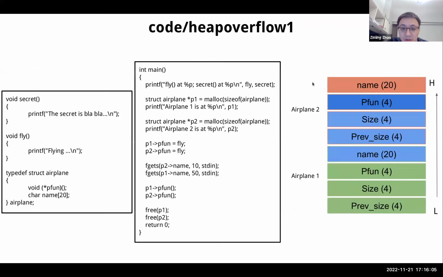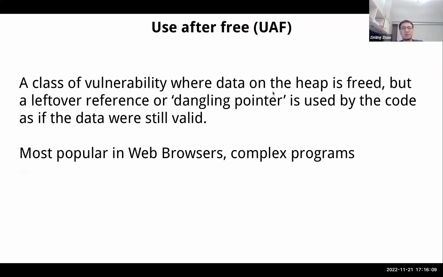Let's keep moving to the second example, which will be use after free. Use after free has been a quite serious vulnerability in recent years, in the last decades. It happens when an object on the heap is freed, but there is still a pointer somewhere in the address space that points to that object. But because that object is freed, the data there doesn't make sense. The metadata is already updated by the allocator. So in those cases, we can exploit that to do a lot of very dangerous stuff.